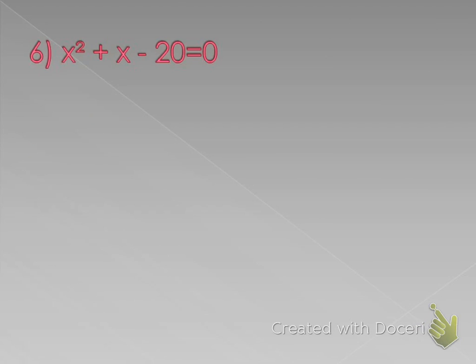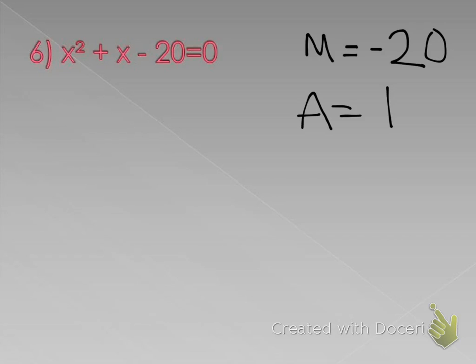Number 6. What's my m? Negative 20. What's my a? 1. Very good. If you're multiplying to a negative, you need one number to be positive, one number to be negative. The larger factor always takes the odd number sign. So I'm going to make the smaller factor negative, the larger factor positive. Any questions on that idea?